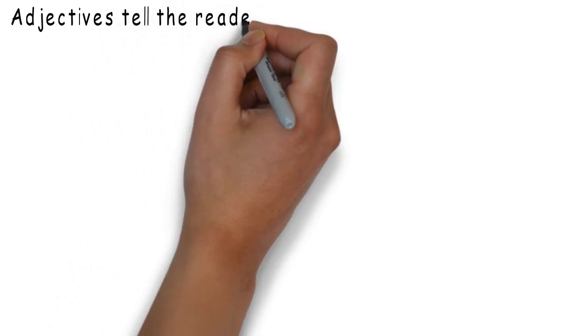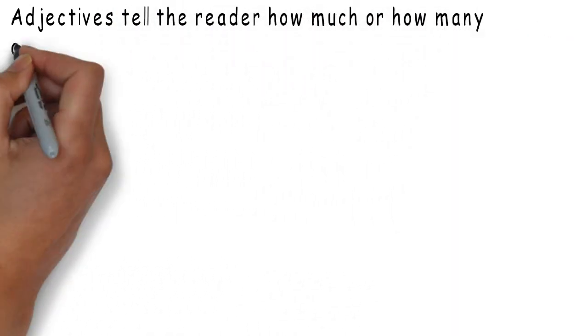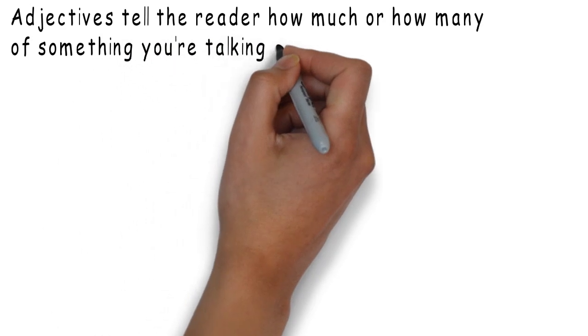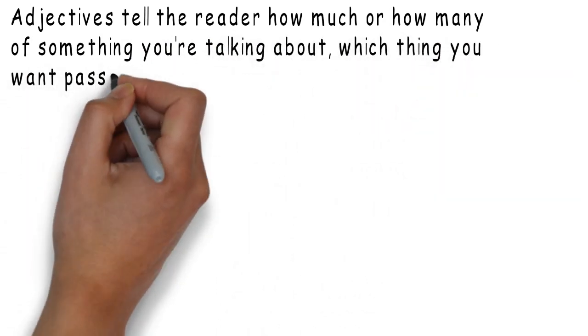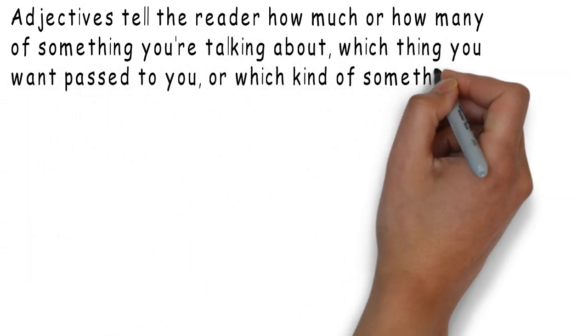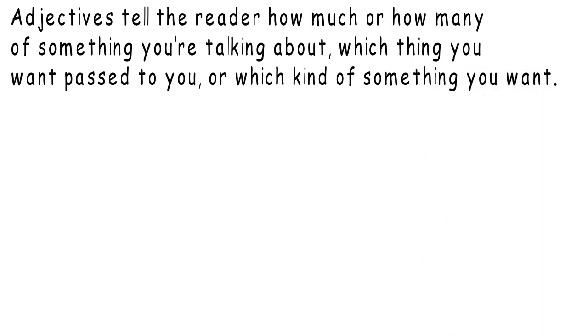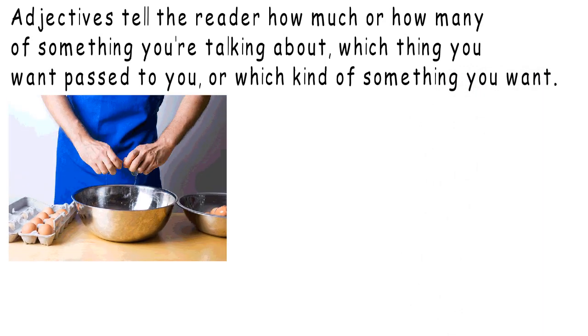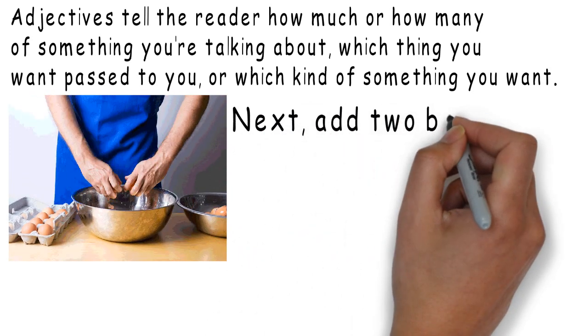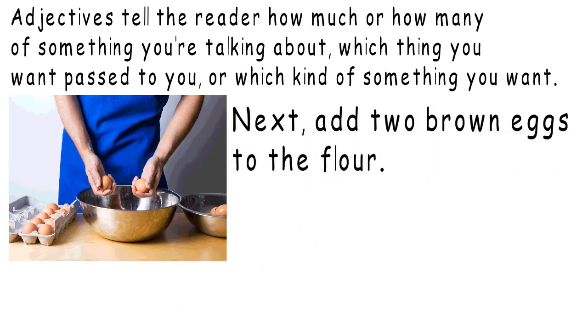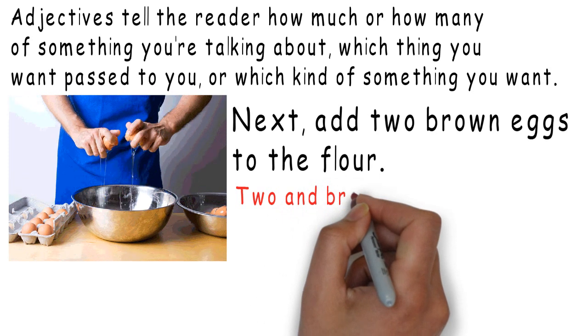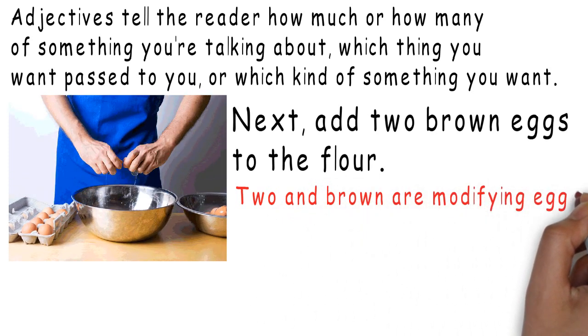Adjectives tell the reader how much or how many of something you're talking about, which thing you want passed to you, or which kind of something you want. Next, add 2 brown eggs to the flour. 2 and brown are modifying the eggs.